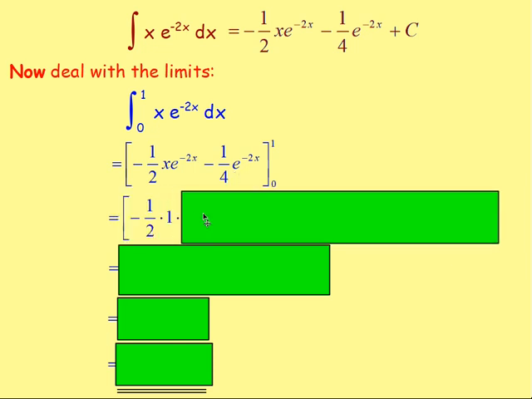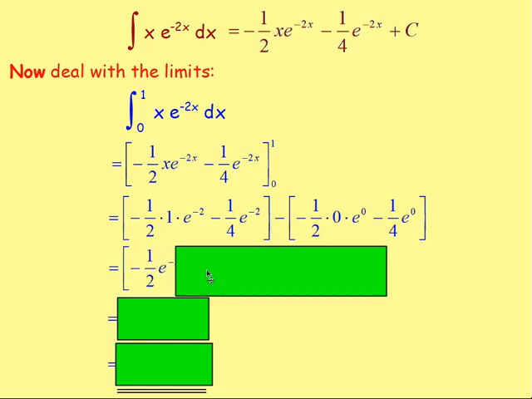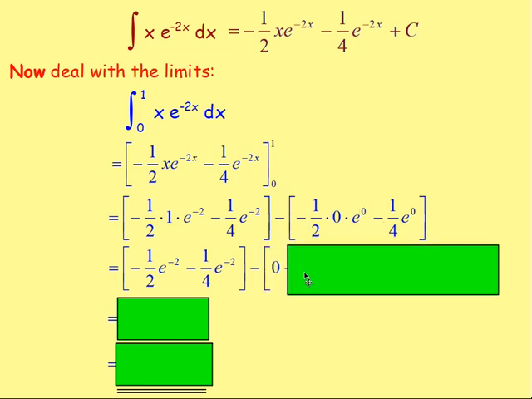After that, you would then sub in the 1 in place of x. So it's negative 1/2 times 1 e to the power of negative 2 times 1, which gives you the 2. Take away a quarter e to the power of negative 2 times 1. Take away negative a half times 0 times e to the power of 0, because negative 2 times 0 is 0. Take away a quarter e to the power of, again, negative 2 times 0. Once you do that, well, you've got negative a half times 1, which will be negative a half, and you've got your e to the power of negative 2. You're taking away a quarter e to the power of negative 2. And then you're taking away, and in here, well, this first part, because you're multiplying by 0, will just be 0.